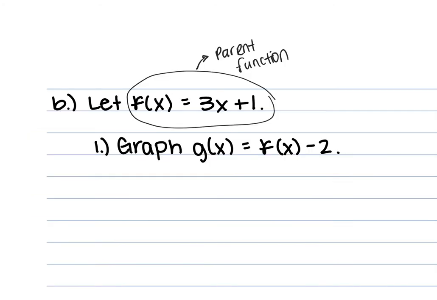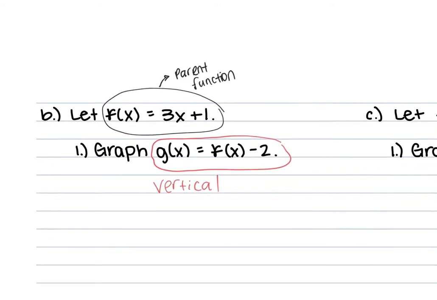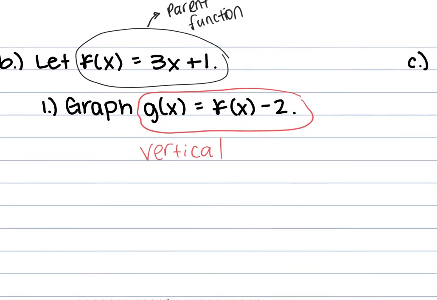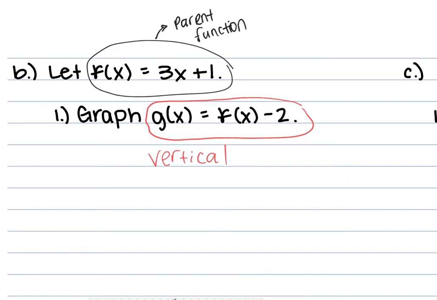All right, now, what kind of transformation is g of x equals f of x minus 2? Vertical, good. How do you know? Because of how it's written, the 2 is outside the parentheses. Let's be specific. Now, be more specific about vertical. How am I going to move my graph? Down. There it is. Down 2 units.